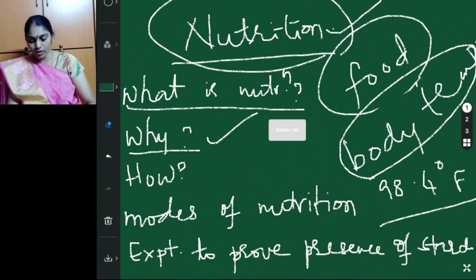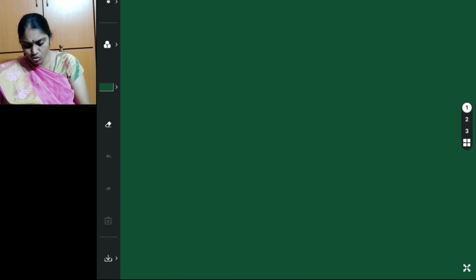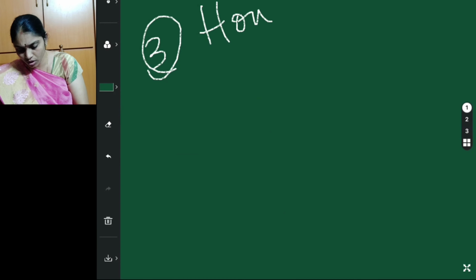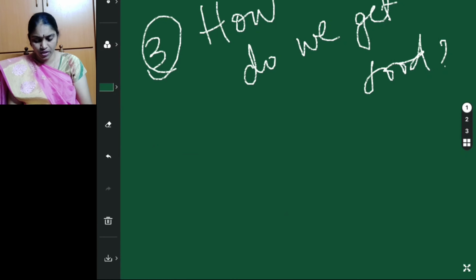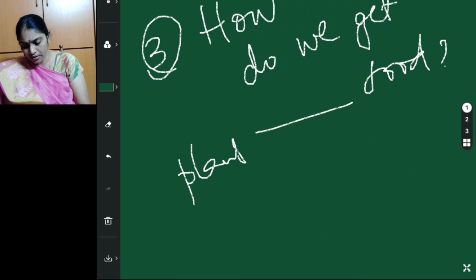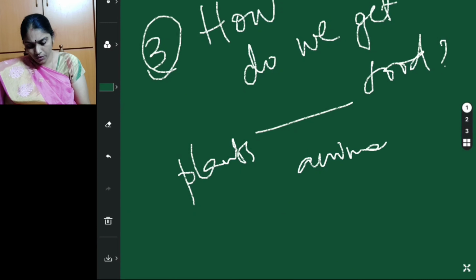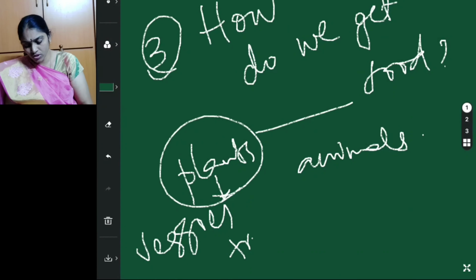Now let us go to the third one. How do we acquire food? Let us go to the third answer, that is, how do we get food? What are the different foods we get? See, we may get food from plants and animals, right? So if you take plants, what are the different food materials supplied by plants? In the form of veggies or in the form of fruits.